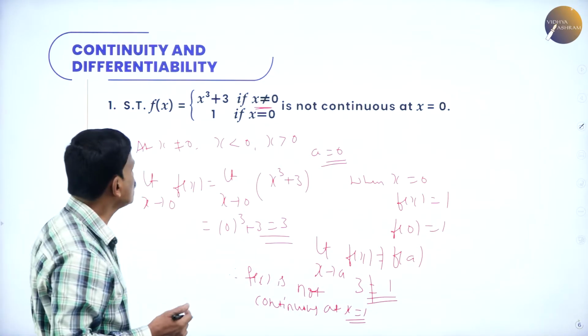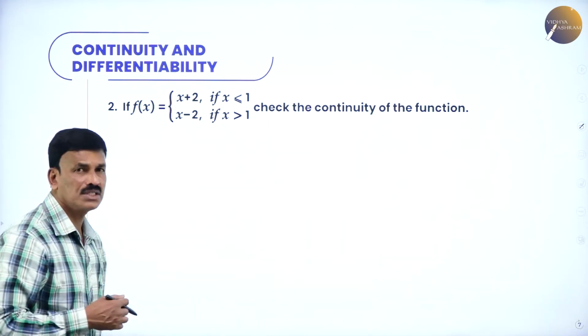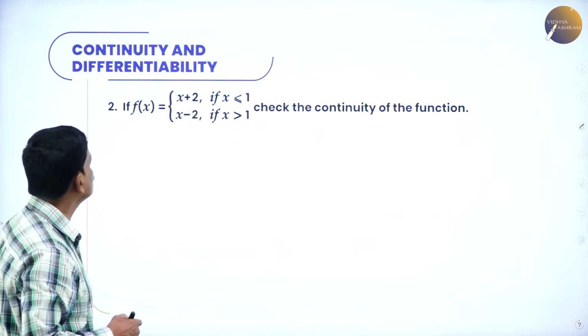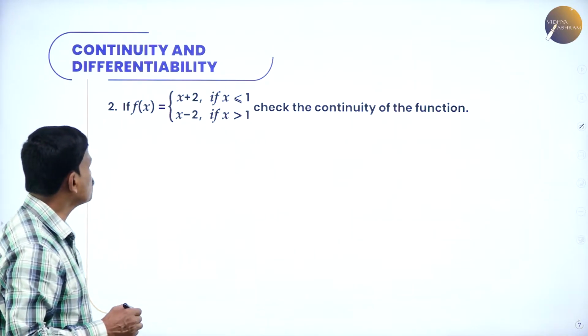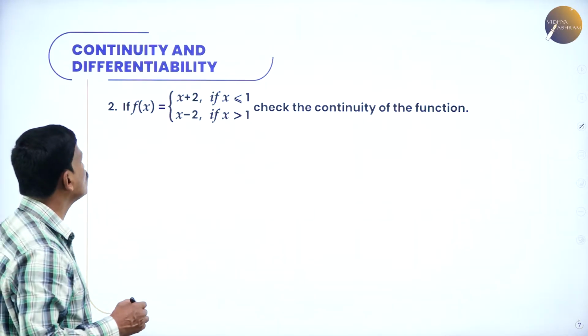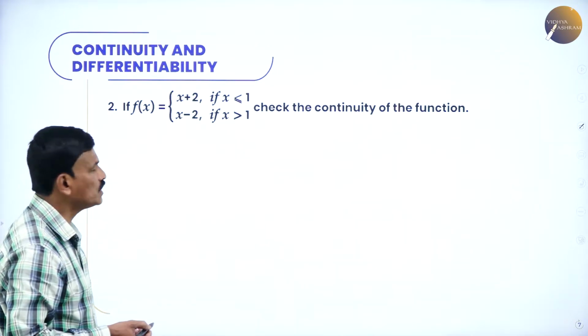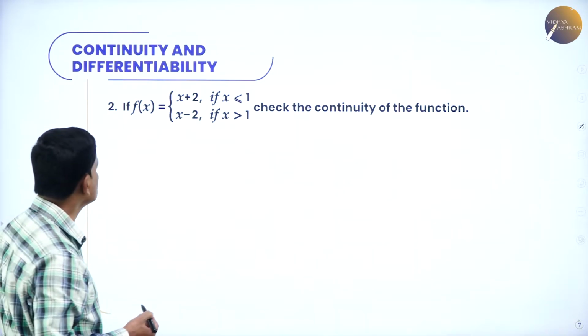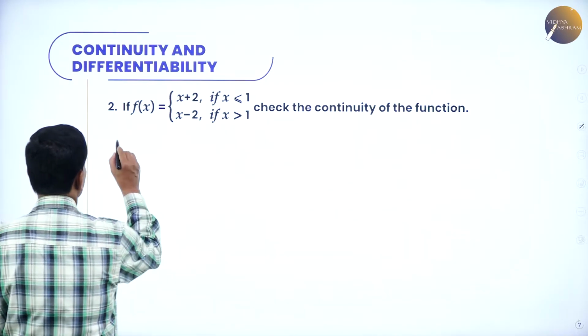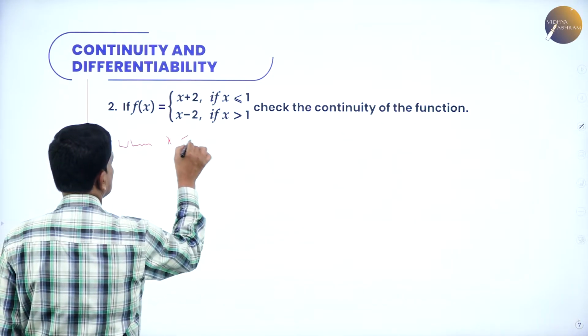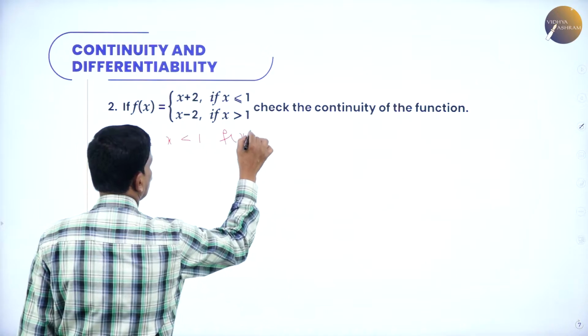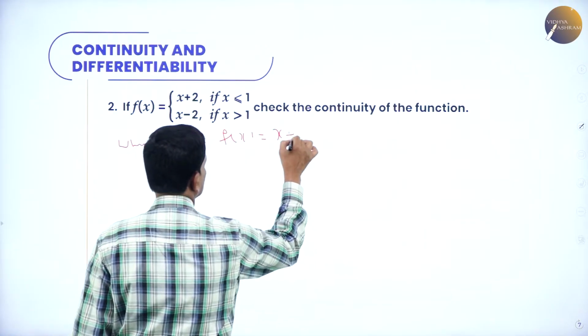Right. Now let us come to the next problem. Check the continuity of the function: f of x is equal to x plus 2 if x is less than or equal to 1, and x minus 2 if x is greater than 1. Check the continuity of the function at x is equal to 1. Let us verify this. Now, when x is less than 1, what is f of x? f of x is equal to x plus 2.